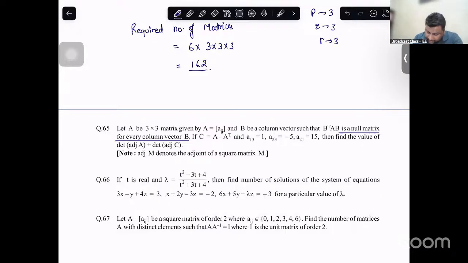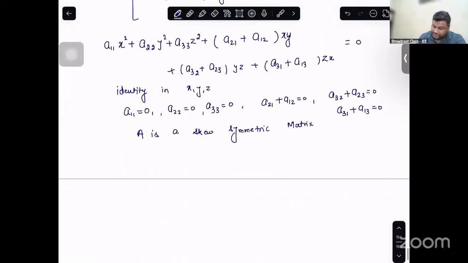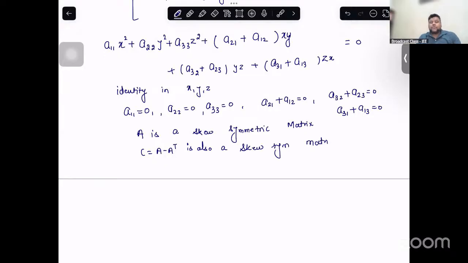Now see again, this C is quite clear. It is also a skew symmetric matrix. So A is a skew symmetric matrix and C, that is A minus A transpose, is also a skew symmetric matrix. So if they both are skew symmetric matrices, that means the determinant of A is 0 and the determinant of C is also 0. They are odd order skew symmetric matrices, so their determinants are going to be 0.